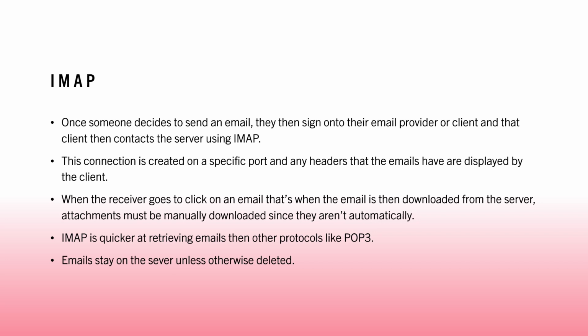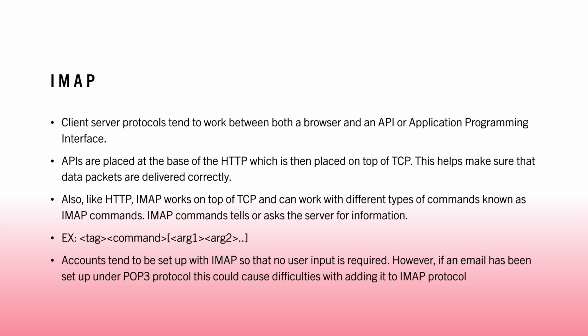IMAP is quicker at retrieving emails than other protocols like POP3. Emails stay on the server unless otherwise deleted. Client-server protocols tend to work between both browser and an API, or Application Programming Interface. APIs are placed at the base of HTTP, which is then placed on top of TCP. This helps make sure that data packets are delivered correctly.